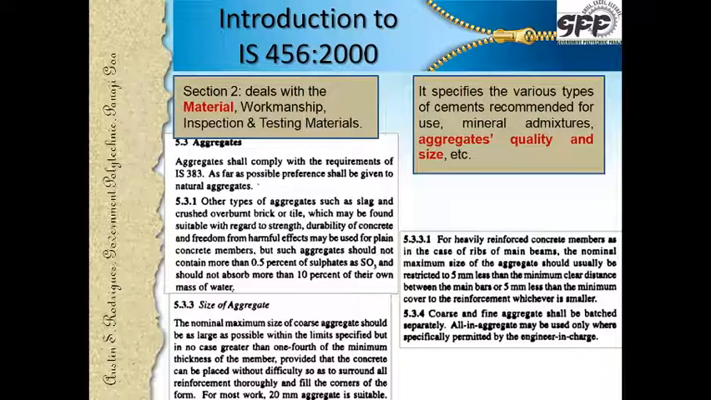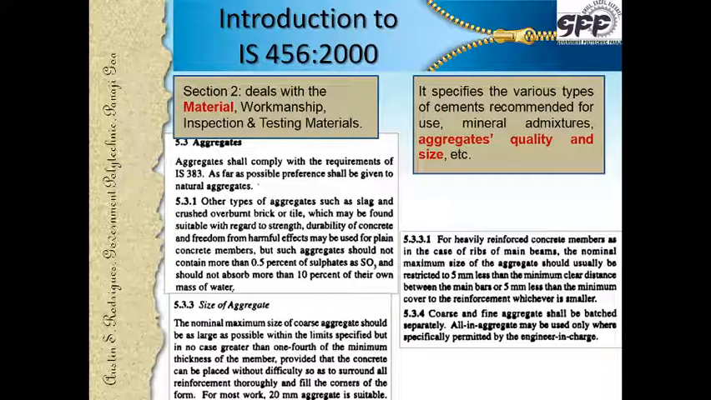Also, it says that other types of aggregates such as slag and crushed overburnt bricks or tiles, which may be found suitable with regard to strength, durability of concrete and free from harmful effects, are allowed for PCC. But such aggregates, there is a condition, should not contain more than 0.5% of sulfates, should not absorb more than 10% of their own mass water. So these conditions have been laid down over here.